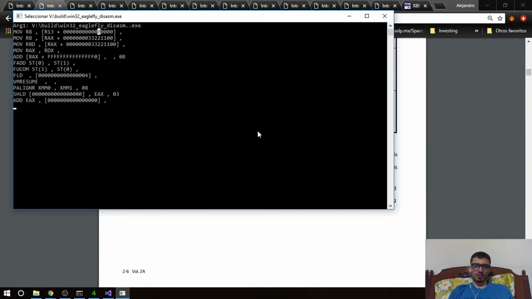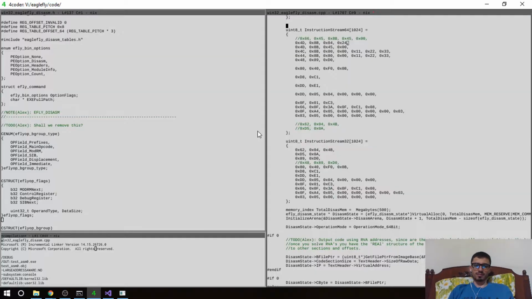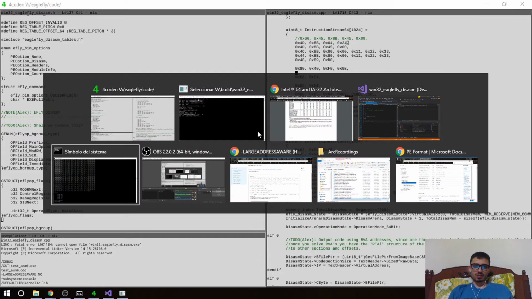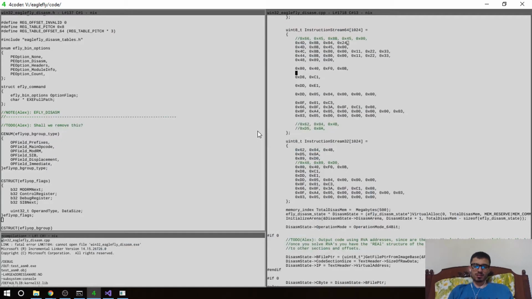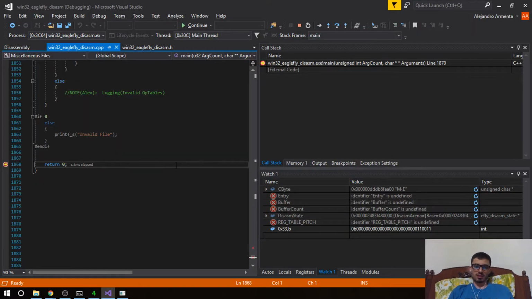So that's what we are going for here, and this is the special case. This is an SIB byte that encodes the R12 register for that addressing mode. If we compile that, we're going to have a linkage error, which is fine.